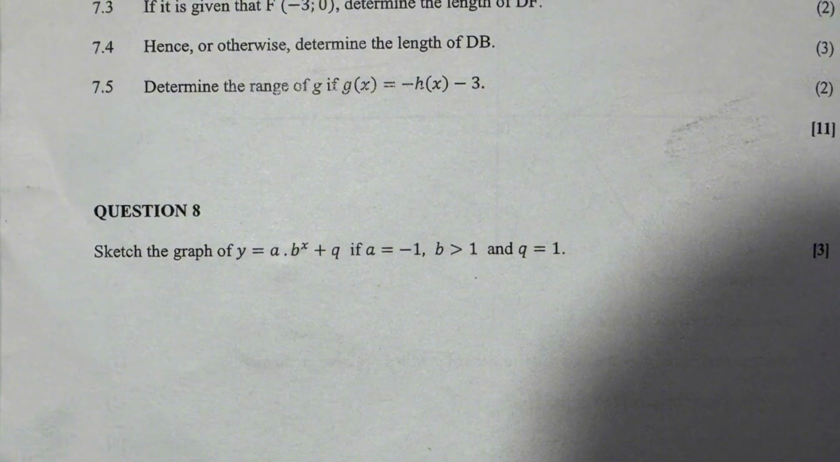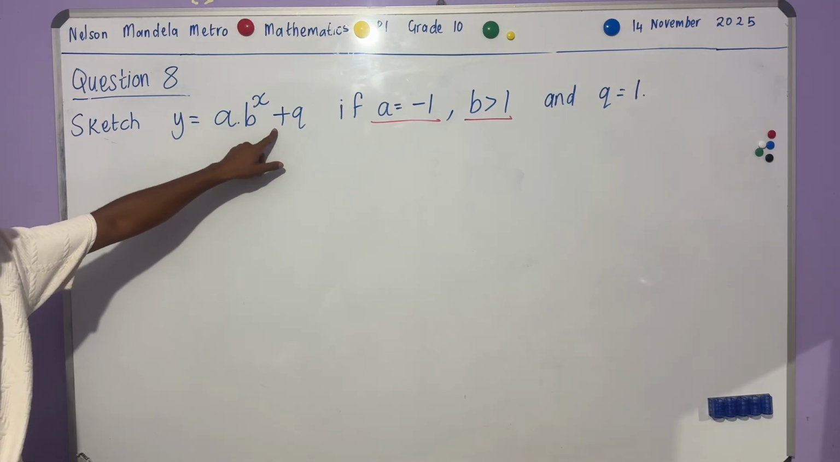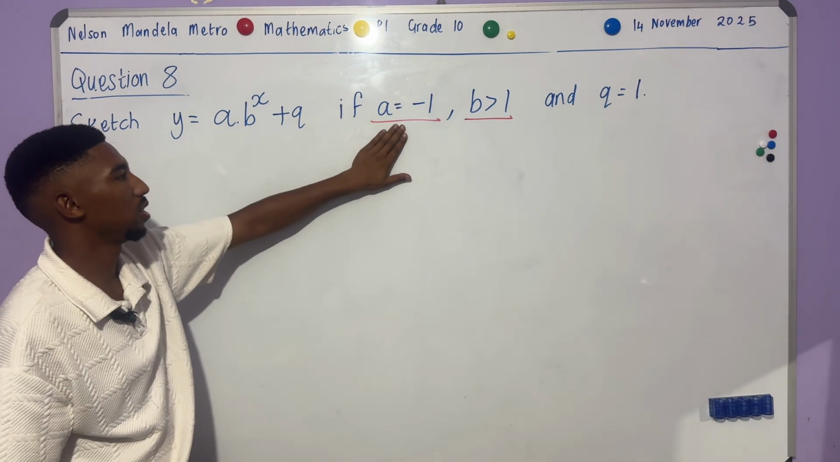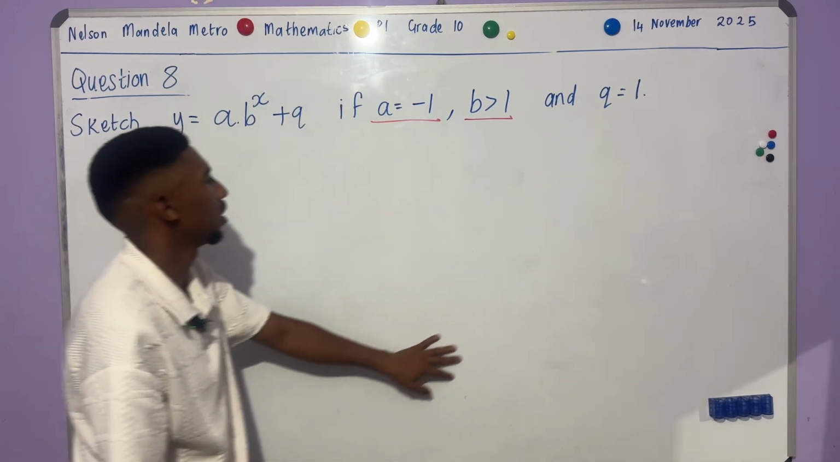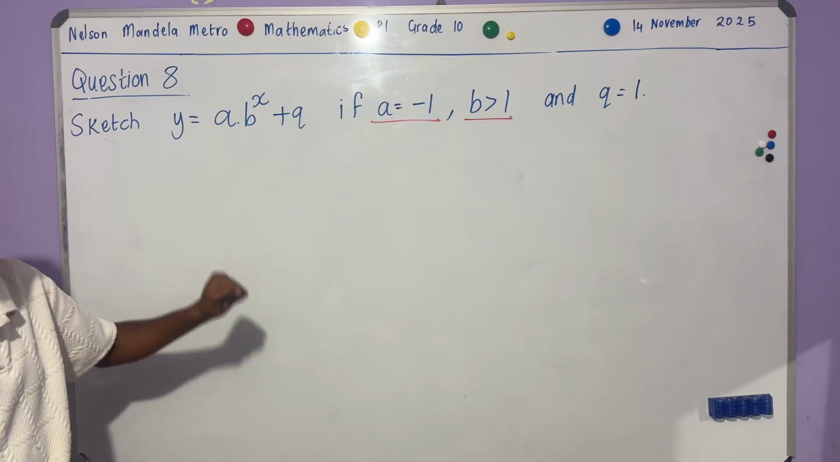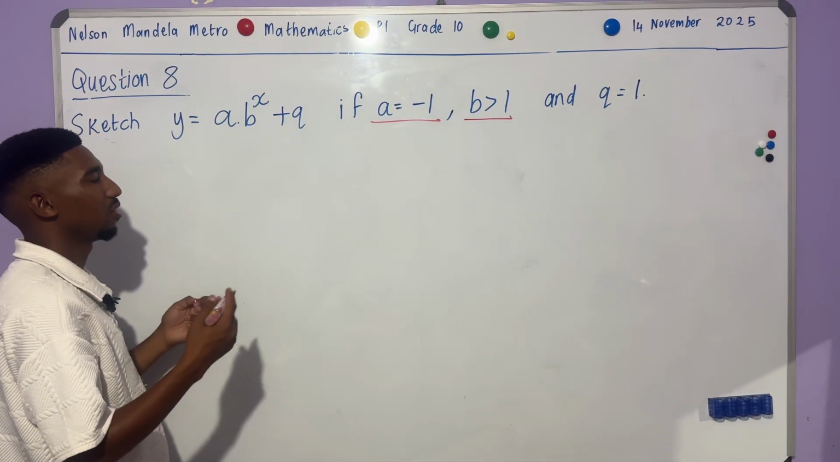Let's have a look at question 8. It says: sketch the graph y equals a dot b to the power of x plus q, if a is equal to minus 1, b is bigger than 1, and q is equal to 1. Now, there are important bits of information given to us here. Let us dissect each and every one of them.